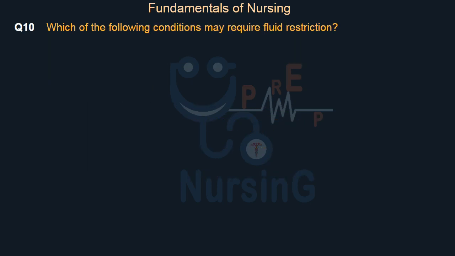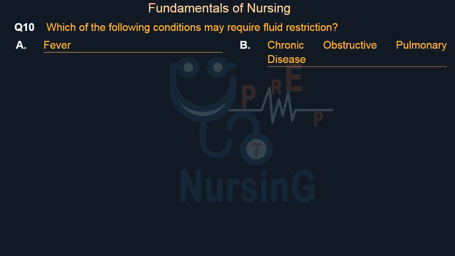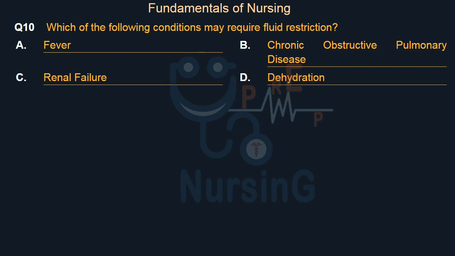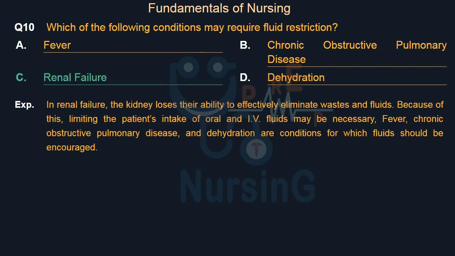Which of the following conditions may require fluid restriction? Option A, fever. Option B, chronic obstructive pulmonary disease. Option C, renal failure. Option D, dehydration. Right answer is Option C, renal failure. In renal failure, the kidneys lose their ability to effectively eliminate wastes and fluids. Because of this, limiting the patient's intake of oral and IV fluids may be necessary. Fever, chronic obstructive pulmonary disease, and dehydration are conditions for which fluids should be encouraged.